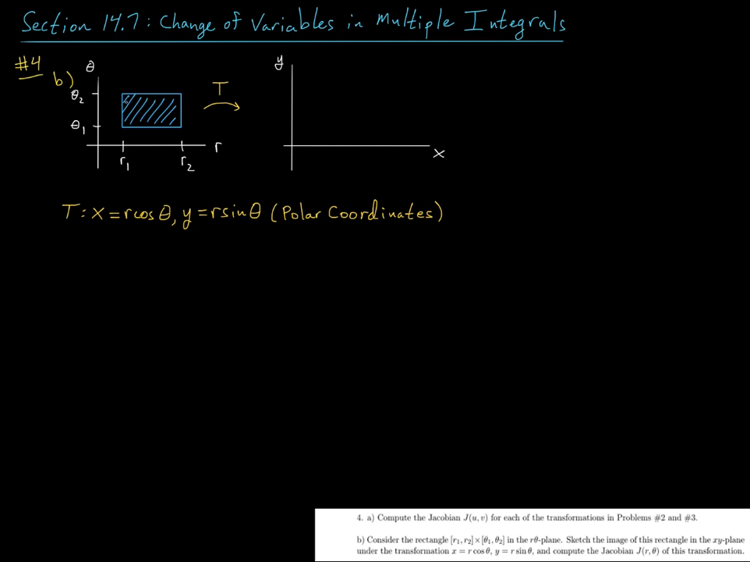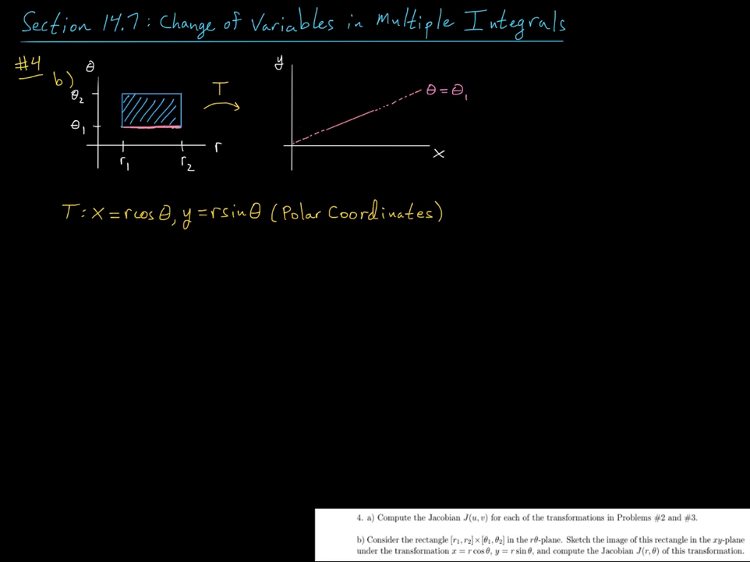Okay, so I have the rectangle here in the r theta plane as r goes from r1 to r2, theta goes from theta 1 to theta 2, and our transformation T here is defined by our familiar polar coordinate equations. So let's go ahead and just see what this transformation does to the boundary of this rectangle. To begin, we can look at this bottom edge here in pink, and here we're just holding theta constant, right? Theta is equal to theta 1. So that's just going to describe this ray that passes through the origin.